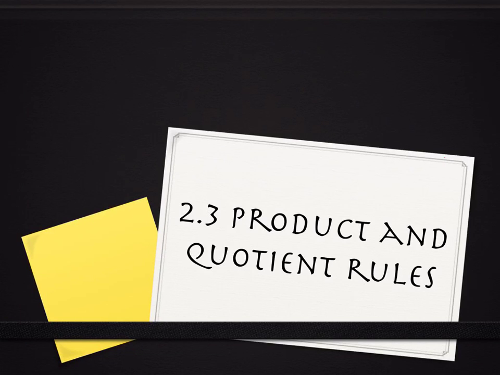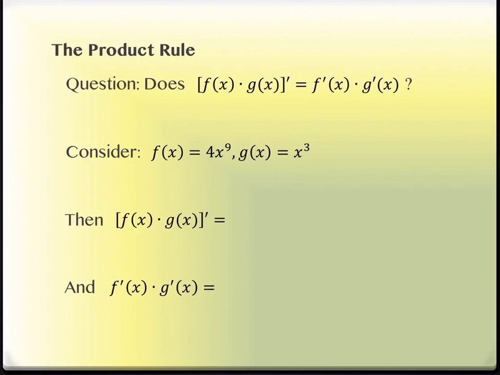Section 2.3 is called the Product and Quotient Rules. We won't get to the quotient rule today, but we will look at the product rule. The basic question about the product rule, and the mistake that a lot of people tend to make when they see a product, is that they try to do this right here.